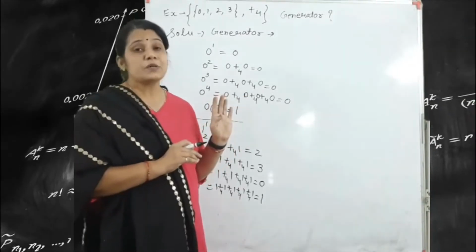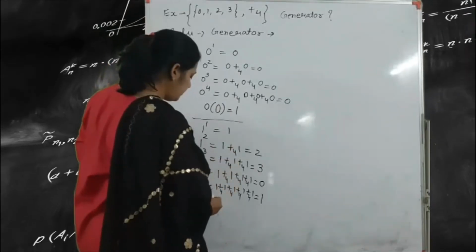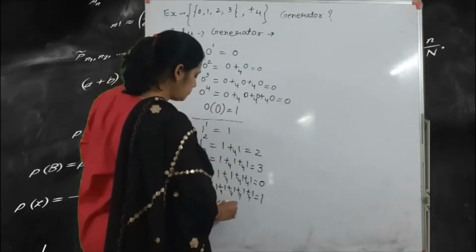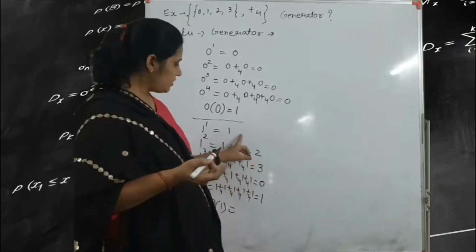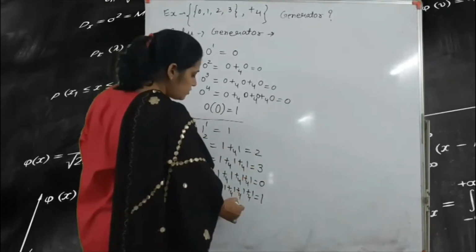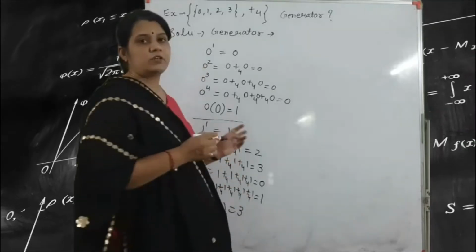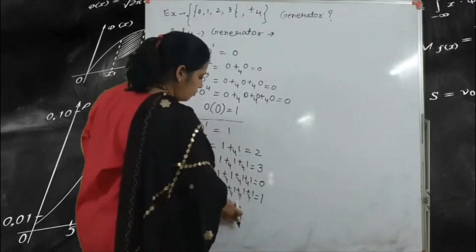Okay, so here the order of 1 is equal to what? The total number of remainders. So 0, 1, 2 and 3: 4 remainders are here. So the order of 1 is equal to 4.